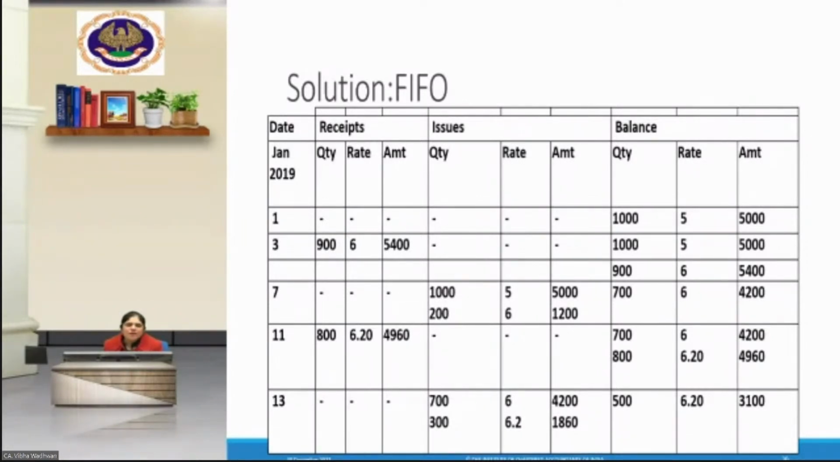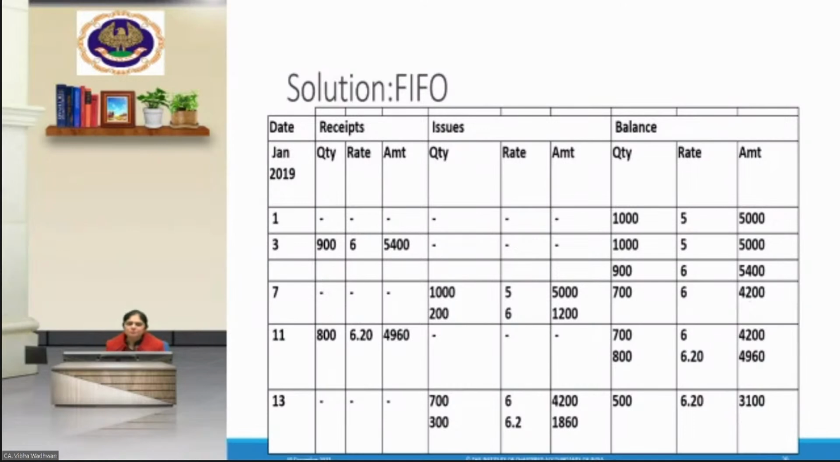Let us say I want to know on 7th of January how much stock I have. I just have to go to the balance column: on 7th January I have 700 quantity and the value of the inventory is 4,200. So at any point of time, I can see on which date how much quantity I have and what is the value of that inventory in hand.